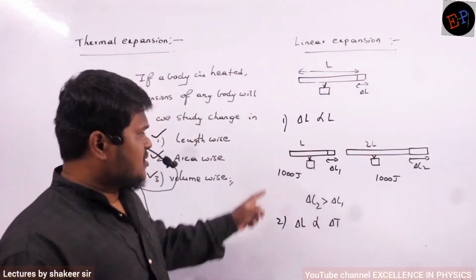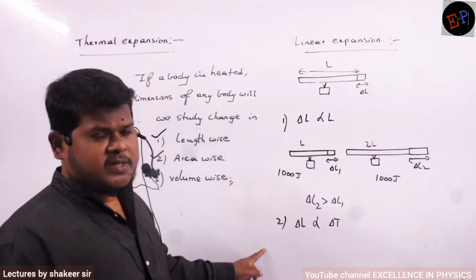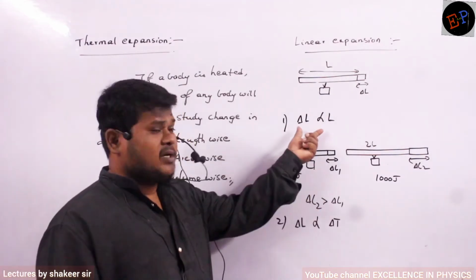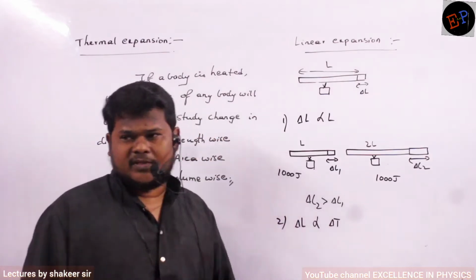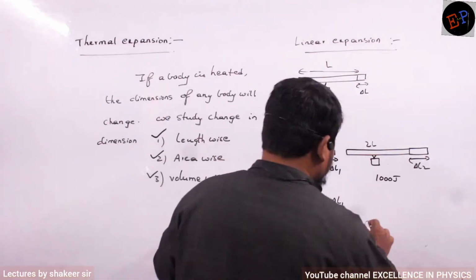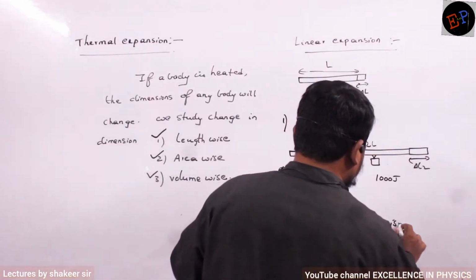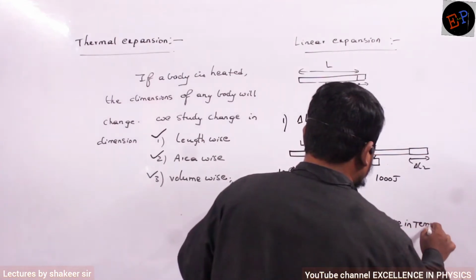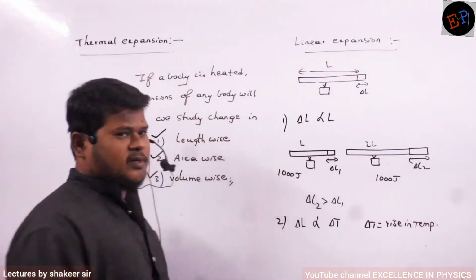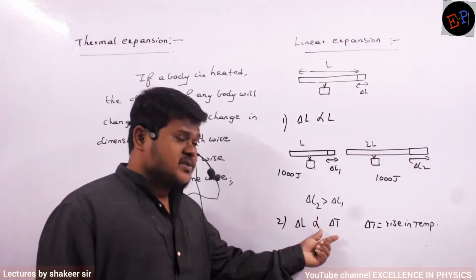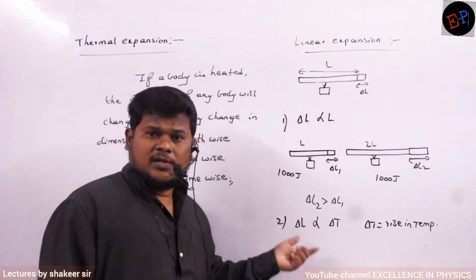Understood? So change in length depends on how many factors? Expansion depends on 2 factors: initial length as well as rise in temperature. So delta T is called what here? Delta T is called rise in temperature, or you can call it change in temperature also. Similarly, if temperature reduces, length also reduces.